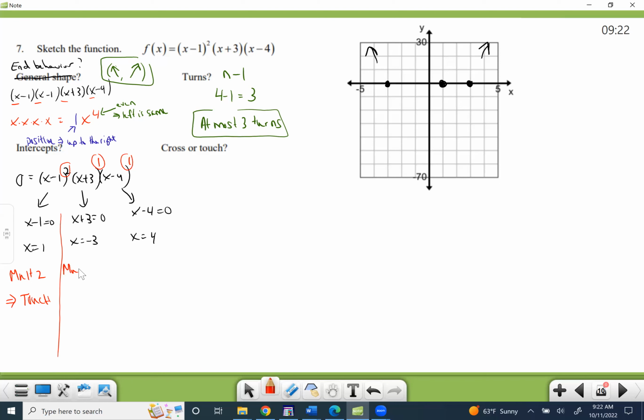Since the multiplicity is 1 for this one, that implies a cross. And since the multiplicity is one for this one, that implies a cross also. So I'm going to try to show that in the graph. I have to touch at one. So we're going to cross through this, cross through that, and touch there. Make a better touch, make it more loopy. Try to make that a little better looking.